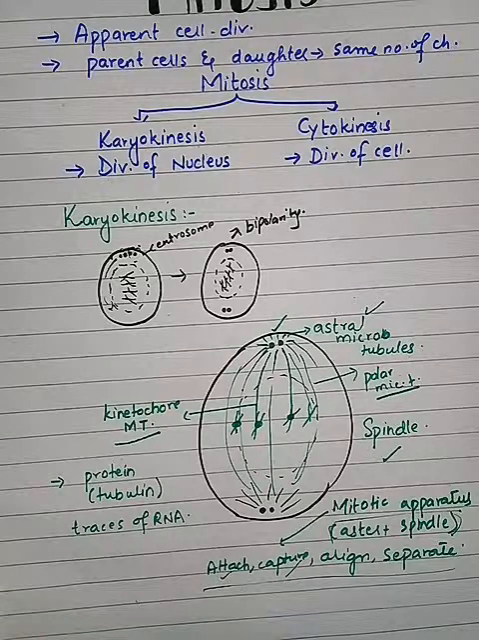Now karyokinesis is further divided into prophase, metaphase, anaphase, and telophase. Now let us discuss all these phases one by one.